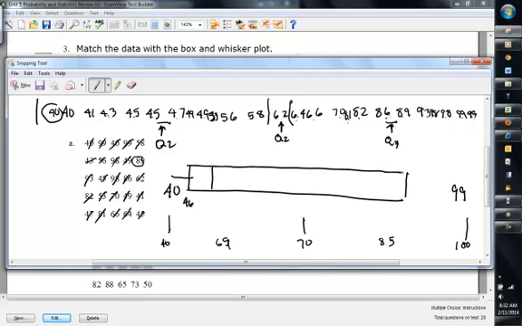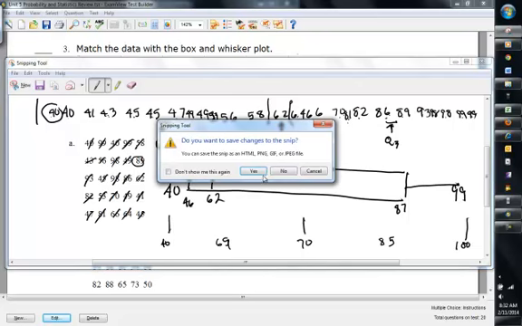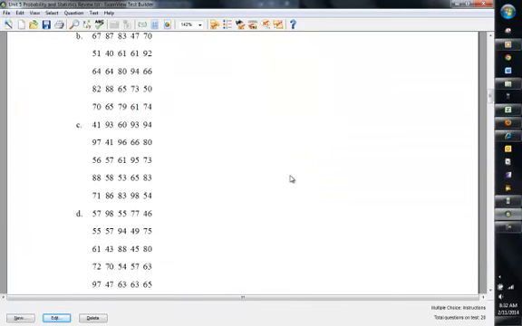So this is how our box is going to look. 62, 87, and then our whisker goes out here to 99. That's how you do a box and whisker plot. Next.